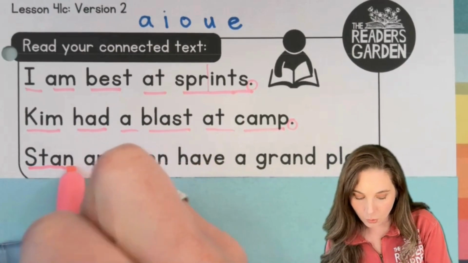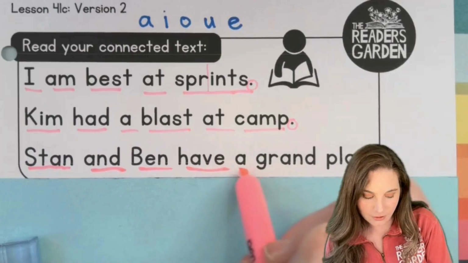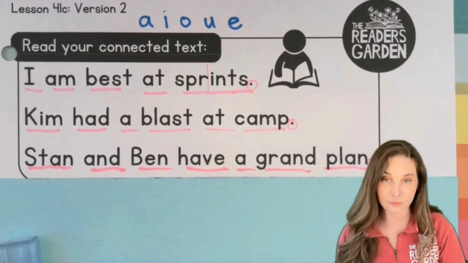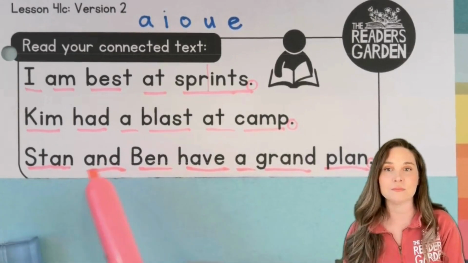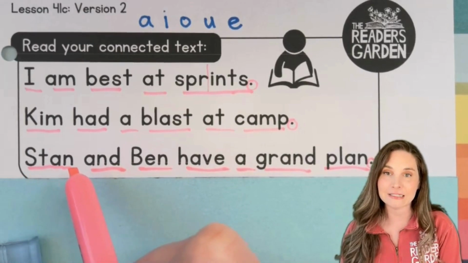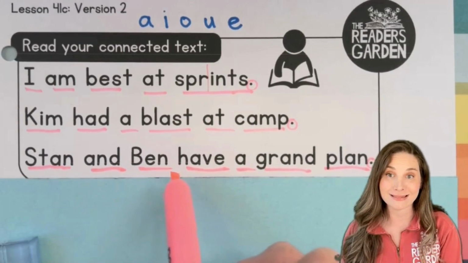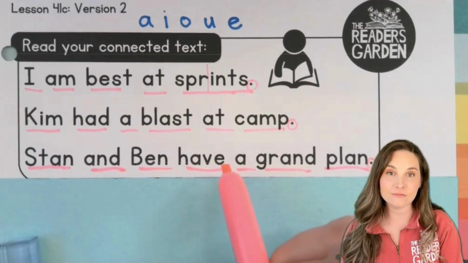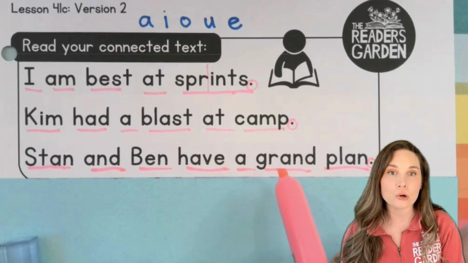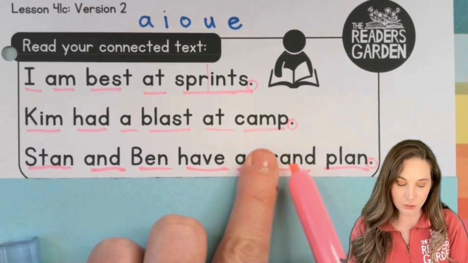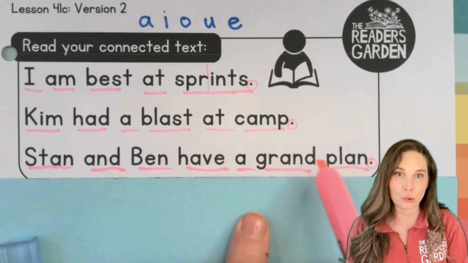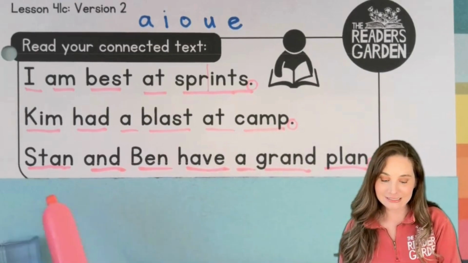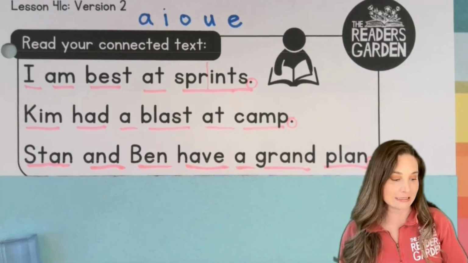And then we have 1, 2, 3, 4, 5, 6, 7 words. Wow, that might be one of our longest. And it ends in a period. And I see 2 names right at the start. Stan and Ben. Those are 2 names. Stan and Ben have a grand. Oh, look, we can see the word and inside the word grand. Grand plan. Stan and Ben have a grand plan.